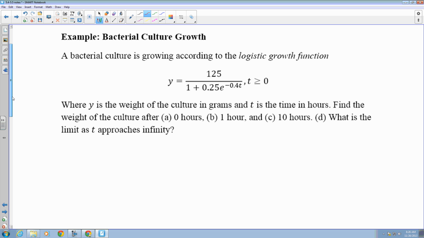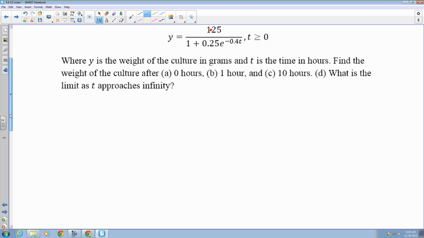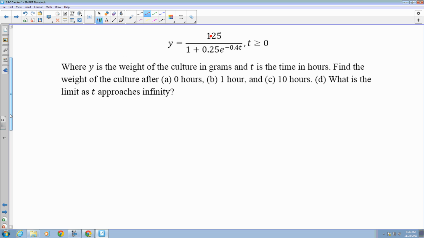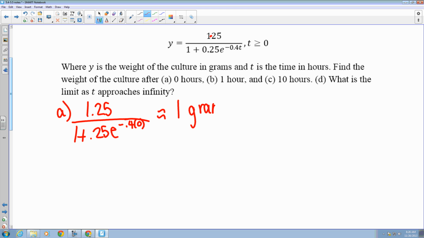Okay, if we have a bacterial culture that's growing according to the logistic growth function, y equals 1.25 over 1 plus 0.25 e to the negative 0.4 t, where y is the weight in grams and t is time in hours. Find the weight of the culture after 0 hours, 1 hour, and 10 hours. What is the limit as t approaches infinity? So for A, all we're doing is plugging 0 in for t, which ends up being approximately 1 gram.